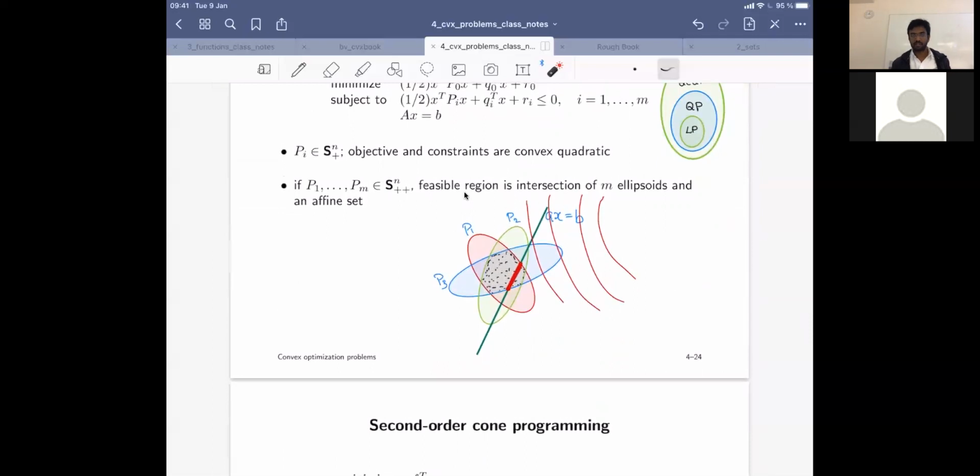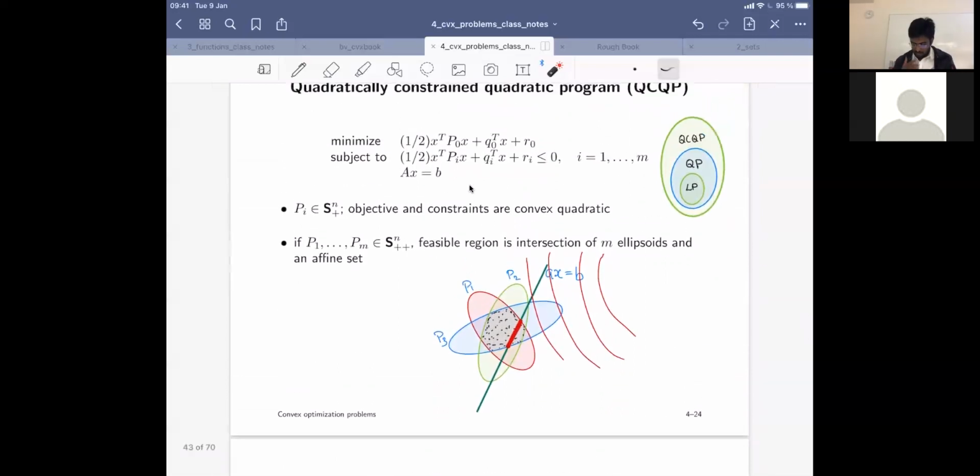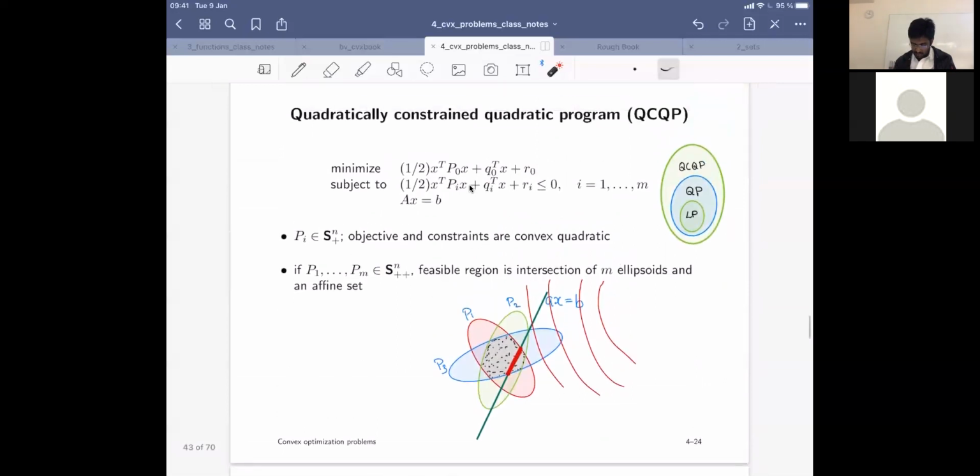But QCQPs also have a solution. I mean, you can find the solution. Yes, of course, it is a convex problem. So let me make this clear. This hierarchy you depicted there is just in terms of easy to hard, not from possible to impossible. It's from easy to hard.